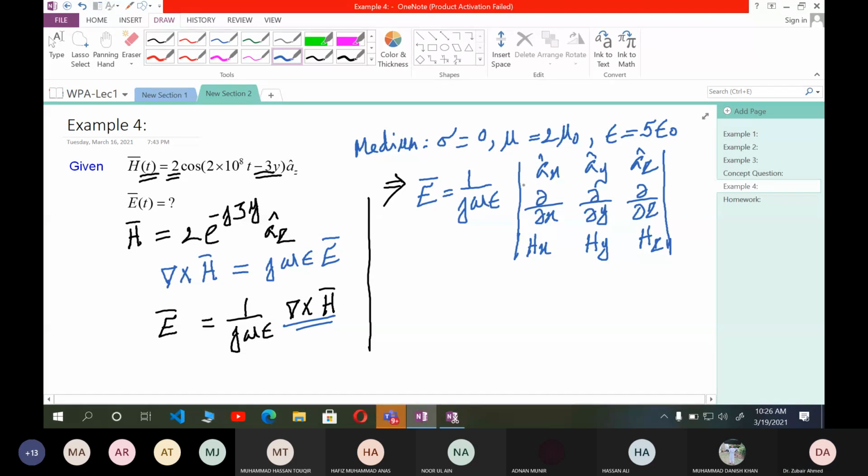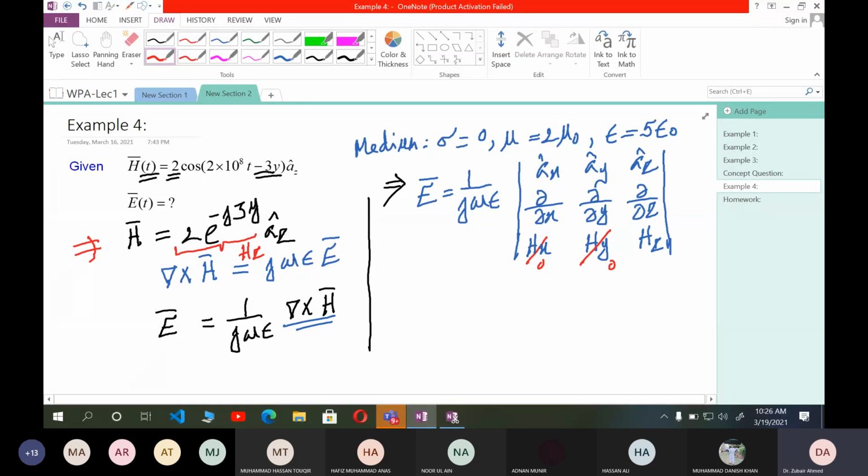Now, which component do I have? Hx component, hy, and hz component. Which components are there in phasor form? This was our phasor vector. We only have which component? X, y, or z component. Z component, sir. We have only Z component. This is H z a z. So this means that these two components are actually 0.